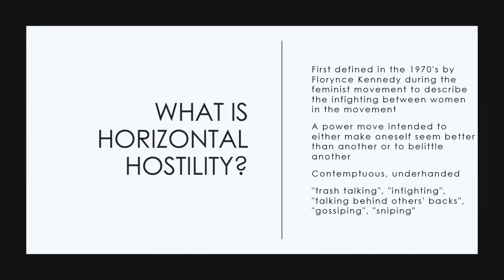What is horizontal hostility? This was a term first used to describe infighting in feminist groups in the 1970s, women against women aggression. It's not just seen among women, though, making this a problem for all members of the team. Some key words and phrases that can help you to get the idea of the concept of horizontal violence are trash talking, infighting, talking behind others' backs, gossiping, and sniping.